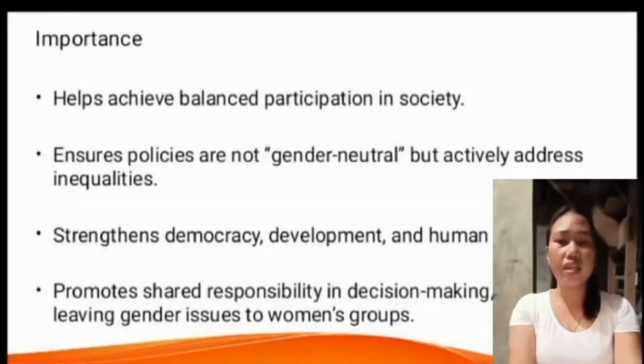Importance. It helps achieve balanced participation in society. Ensures policies are not gender neutral but actively address inequalities. Strengthens democracy, development, and human rights. Promotes shared responsibility in decision making, not just leaving gender issues to women's groups.